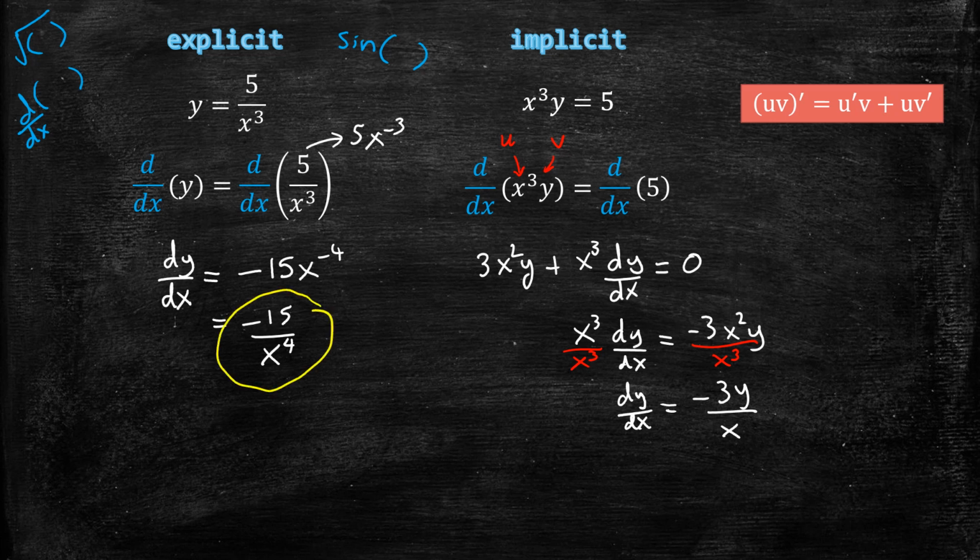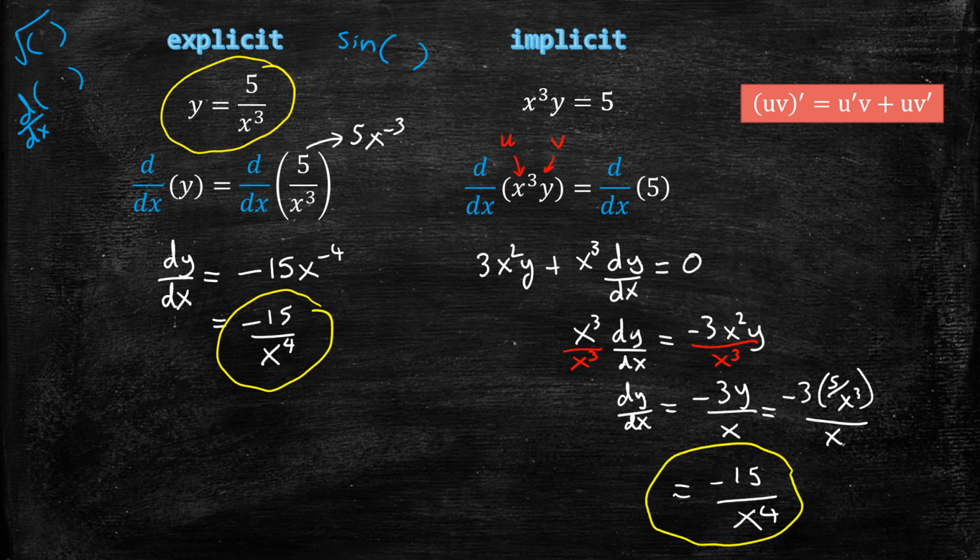But if we remember what y is in the first place, well, what was y in the first place? It is 5 over x cubed. Then we can make a replacement of 5 over x cubed over x, and that ends up being negative 15 over x to the 4th.